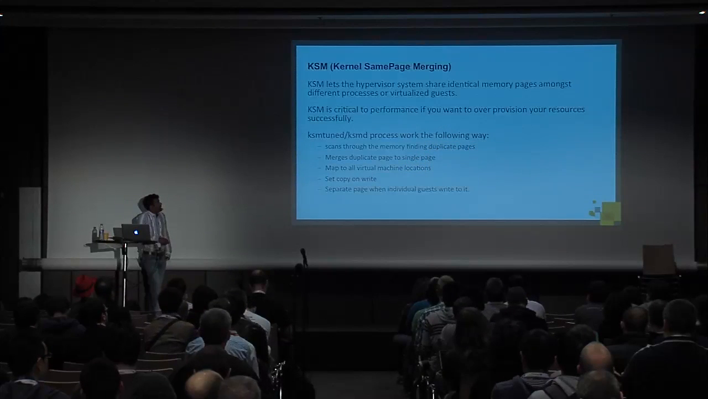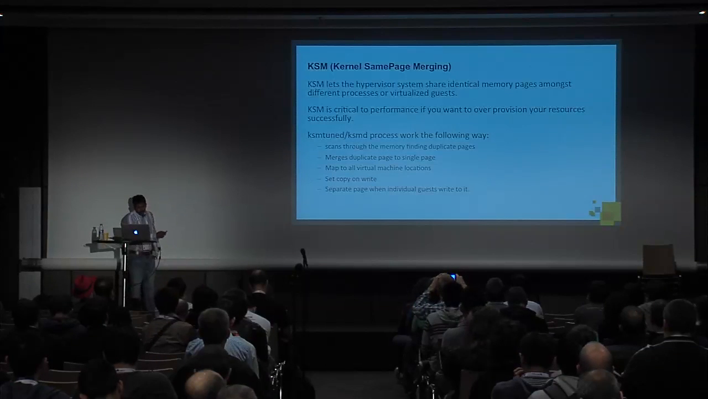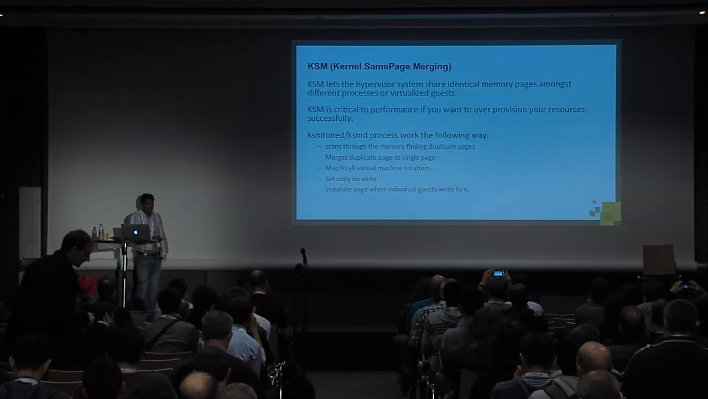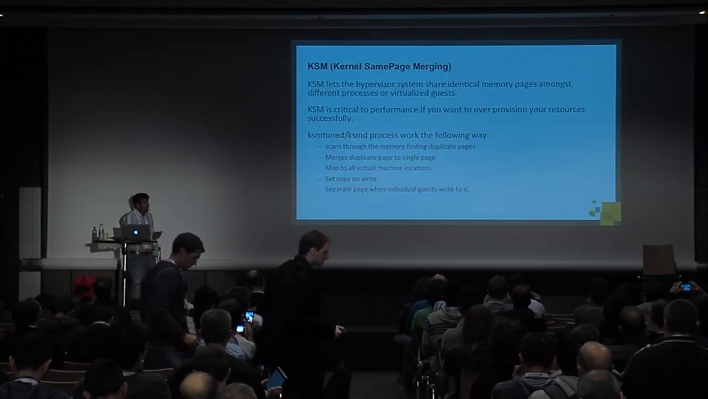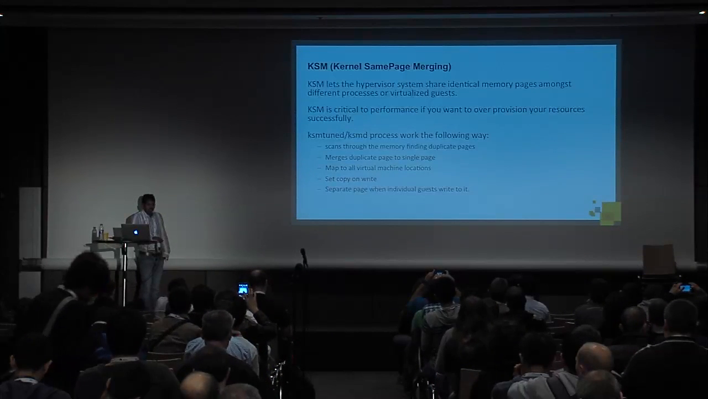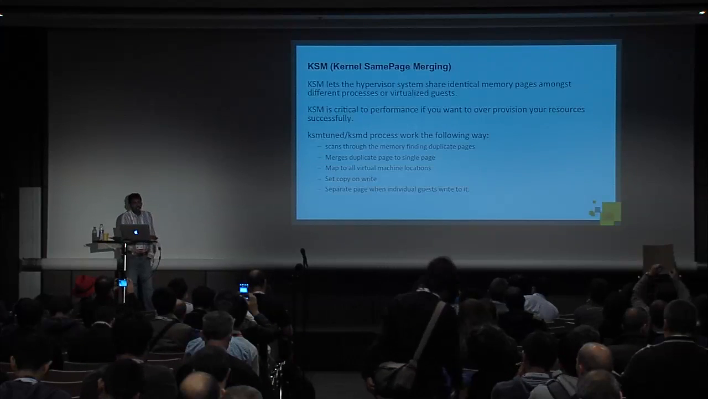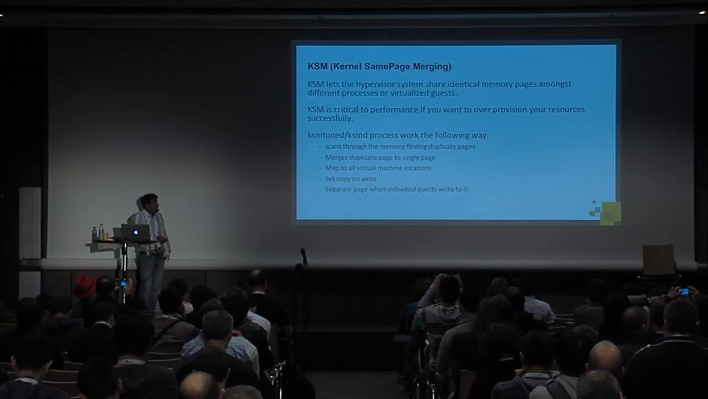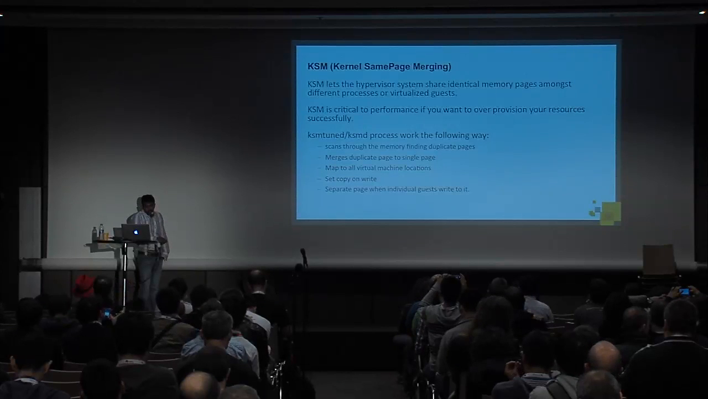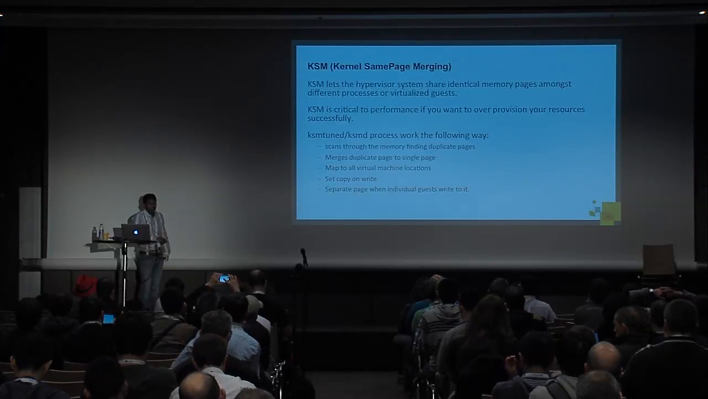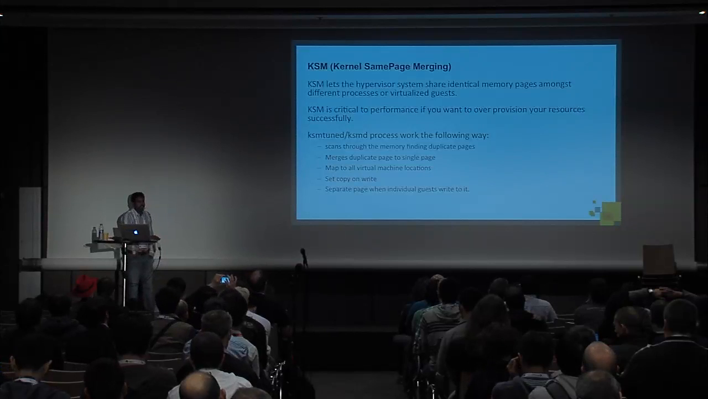One other thing is KSM, kernel same-page merging. This helps you share identical memory pages among different processes or virtual guests in a single virtual host. This is also critical if people are doing resource provisioning like overcommitment, increasing your vCPUs and memory, especially memory, it will help a lot. And this is not a tough thing, but it's something we might forget: to install a package and turn the service on. There are services that take care of this.